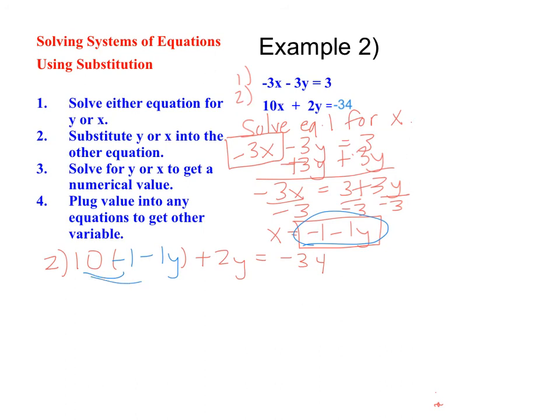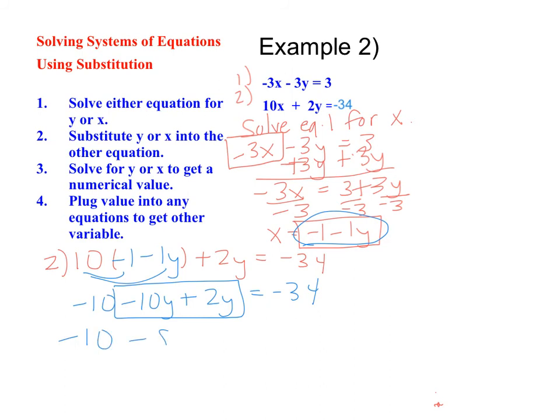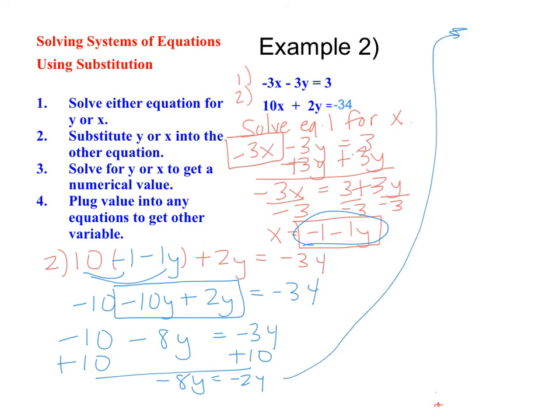So I'm going to distribute first. So we'd get a negative 10 minus 10y plus 2y equals negative 34. All right, I see two like terms. Make sure you include their signs. They're on the same side of the equation, so I'm just going to combine those to get a negative 8y equals negative 34. And if I add 10 to both sides, we get negative 8y equals negative 24, which means y is equal to 3.